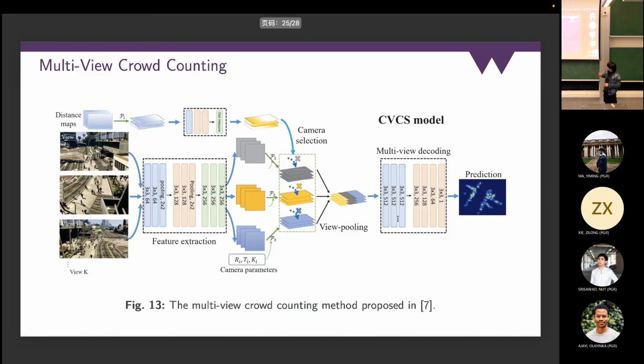Okay, so basically, that's a very short introduction or overview of the most interesting problems in crowd counting. Any questions or advice?